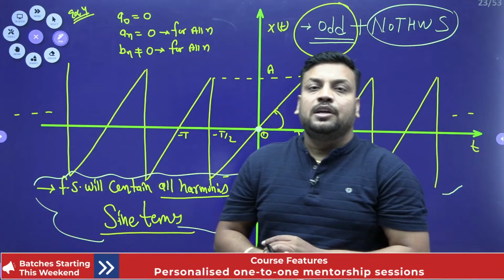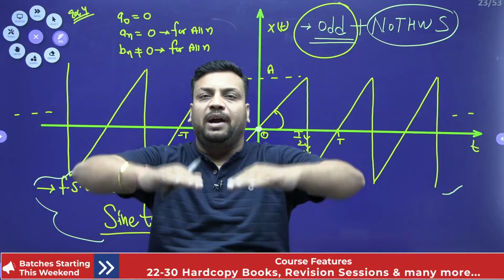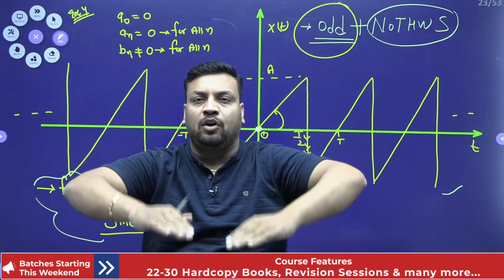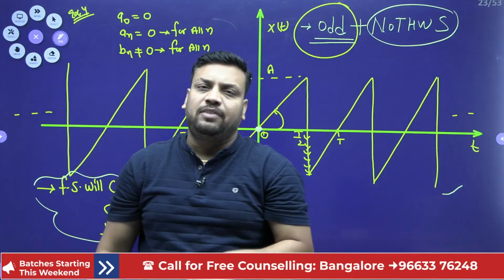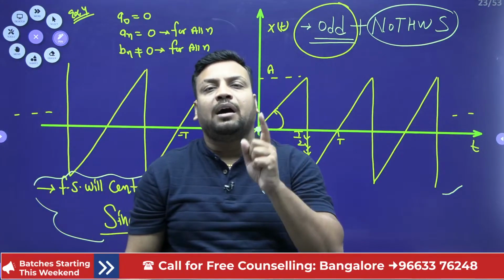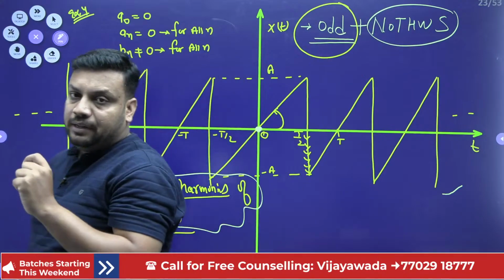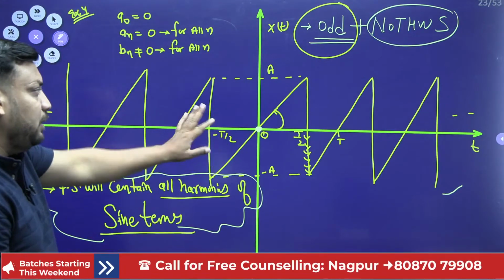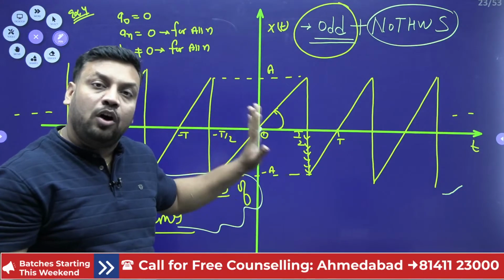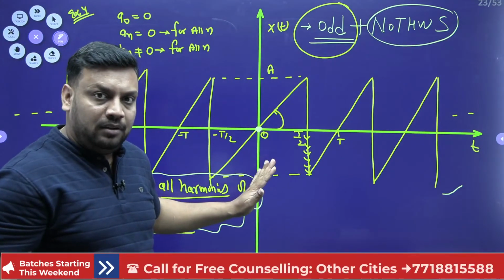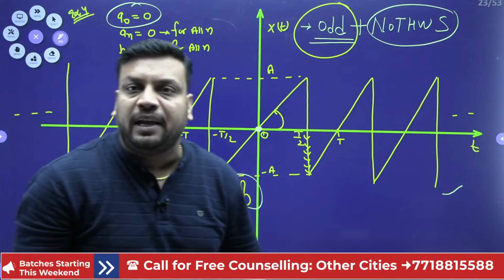It means you can provide amplitude shifting to the signal waveform. It only affects the DC value, meaning the average value. It does not affect the harmonics. Suppose, let me take this example only. This is a pure odd signal. It is not hidden symmetrical. So its average value is 0 and the Fourier series will contain only odd harmonics of sine term.